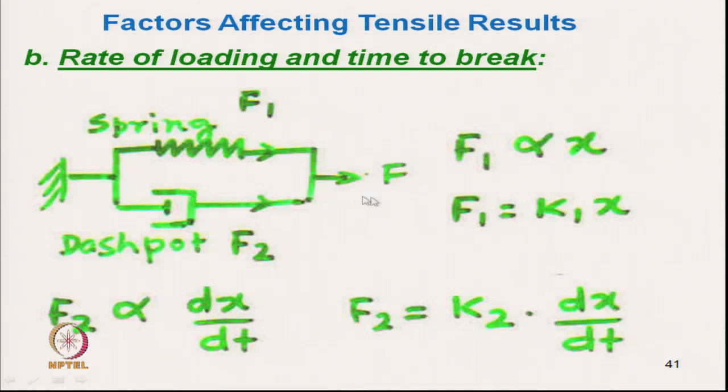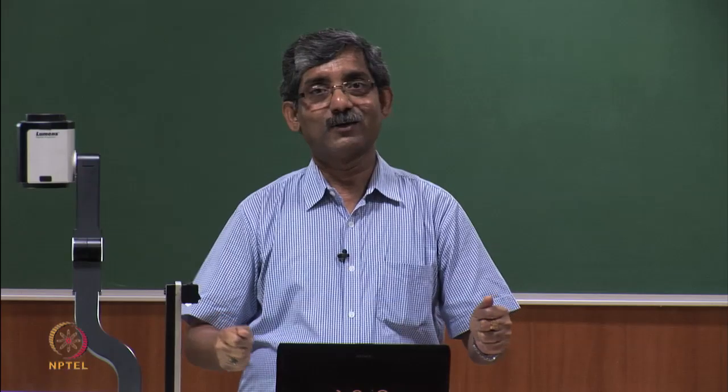So, if we apply force F, it has two components: the F1 component, which is represented by the spring, and the F2 component, which is by the dashpot. For a spring, the force increases with the extension. Suppose we are extending by x. The force is proportional to the extension, so F equals K1x, where K1 is called the spring constant. As we increase the extension, the force will increase proportionally.